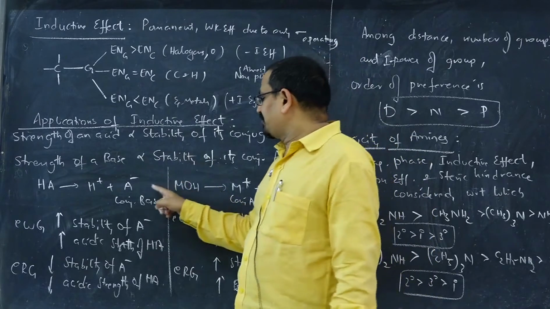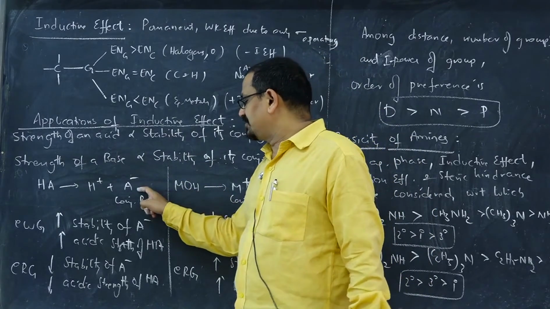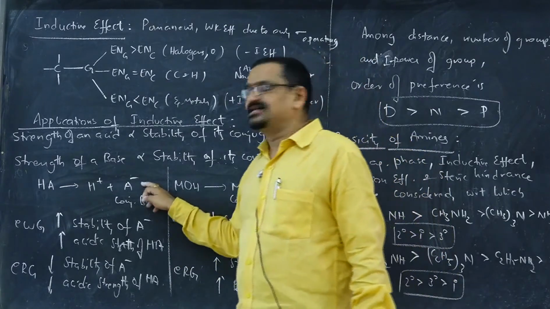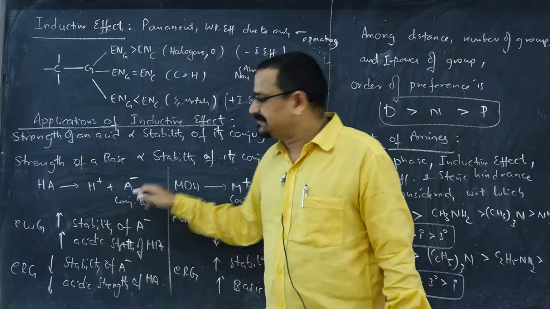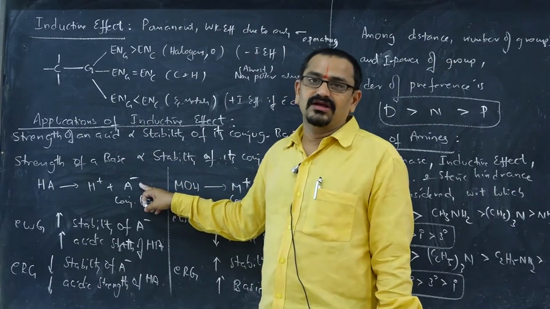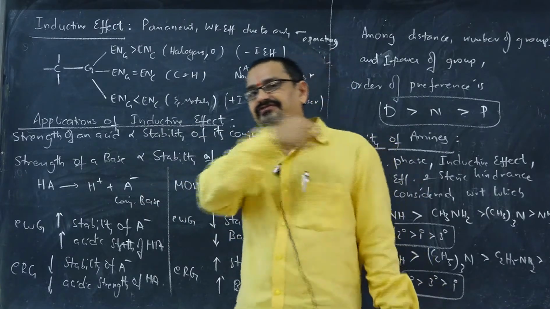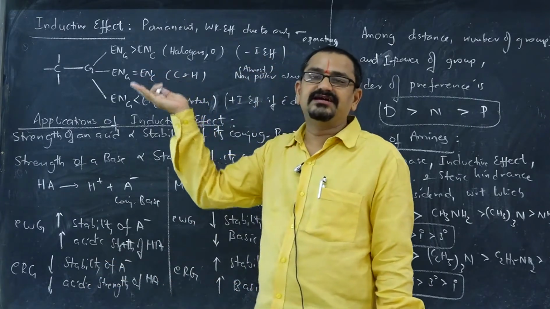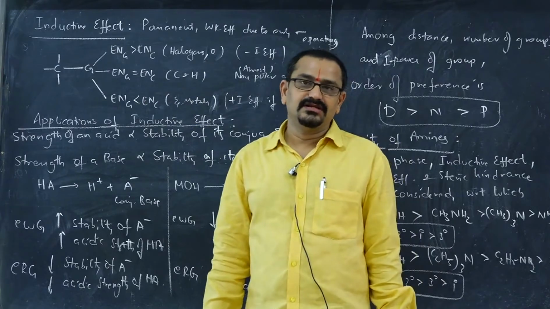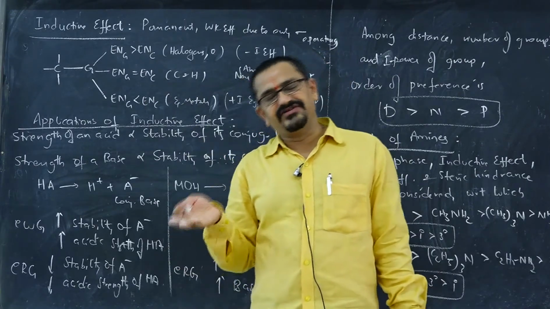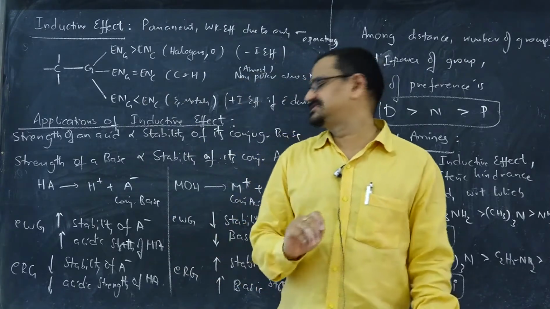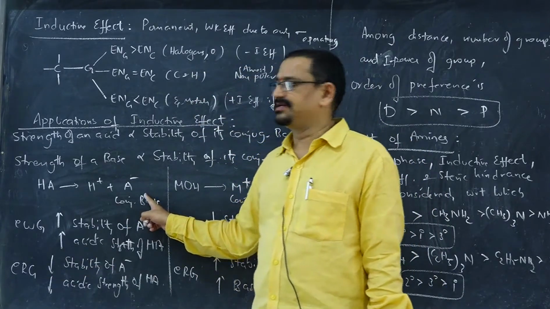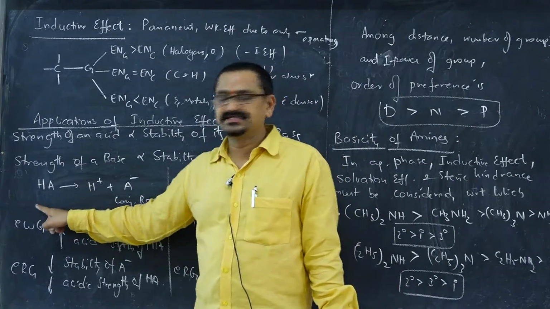Similarly, if an electron releasing group or electron donating group is there on A minus, the negative charge density is already more, and if in addition the other group is also giving electron density, the negative charge density will increase and it becomes unstable. Do remember that in case of any ion, the less the charge density, the more is the stability. So in that way, an electron releasing group decreases the stability of the conjugate base, which in turn decreases the acidic character of acid HA.